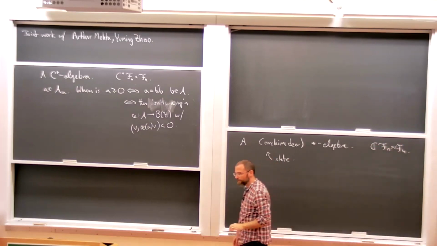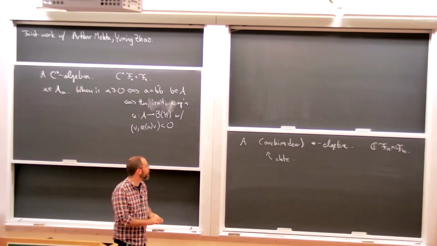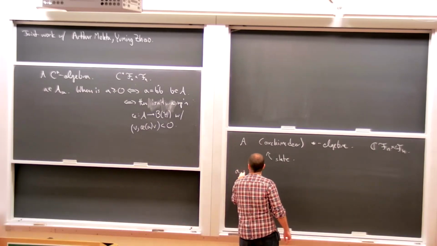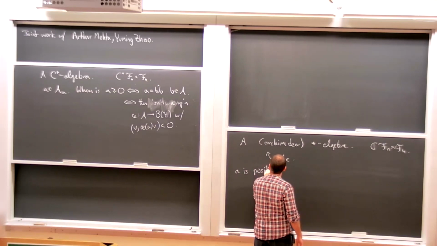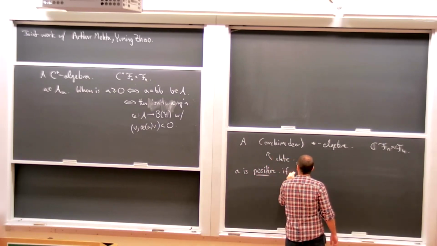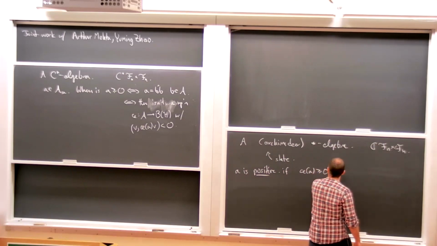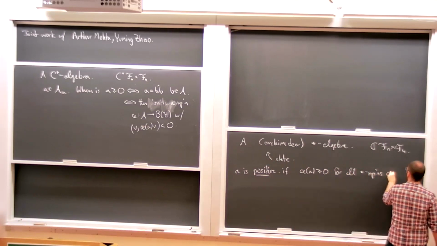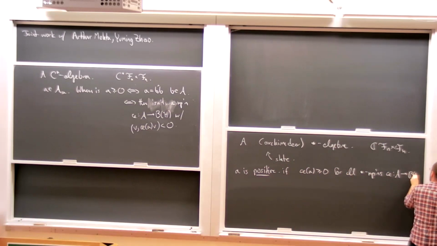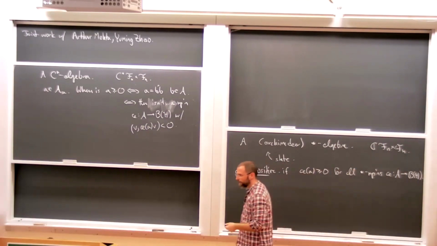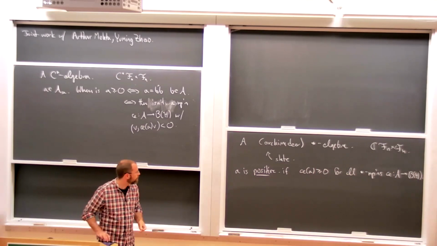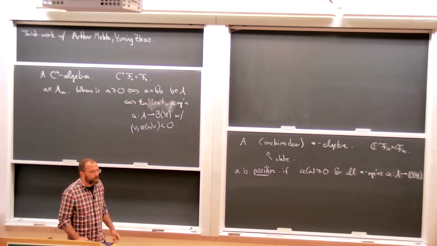Now in a star algebra I need to say what positive actually means. So if we're going to go after something that relates to C-star algebras, let's say that A is positive if phi of A is positive for all star representations phi from A to B of H. Archimedean just means that there exists a state.